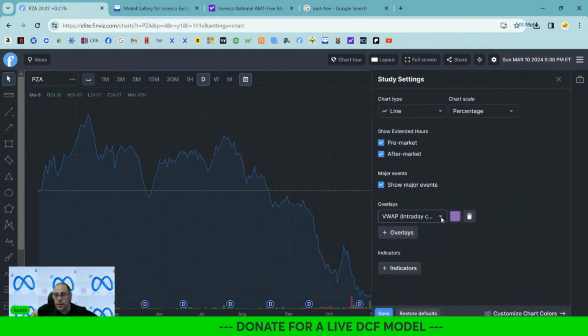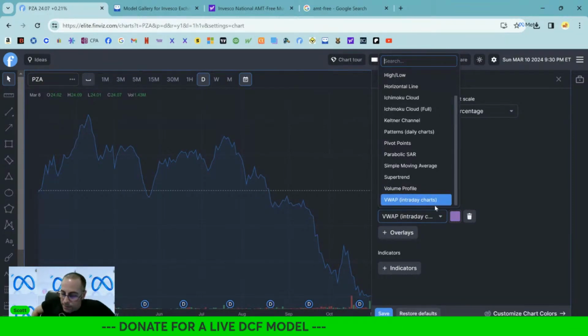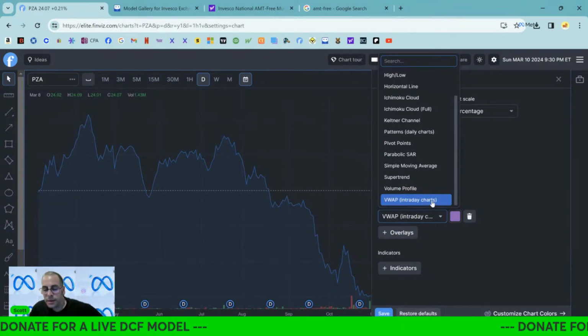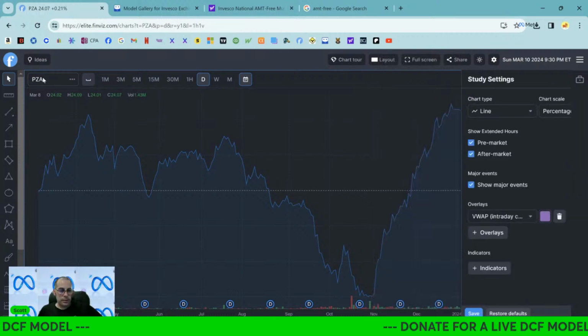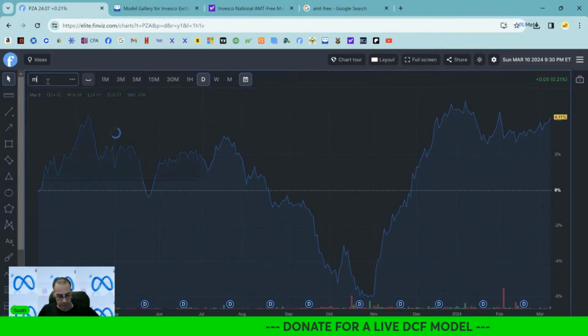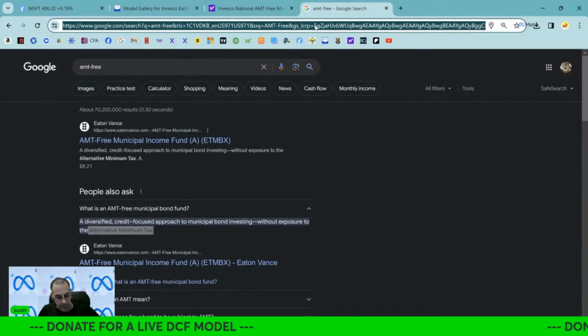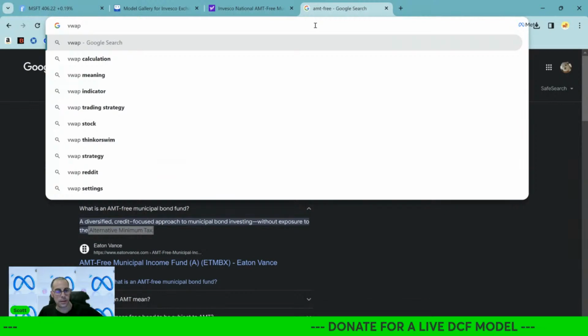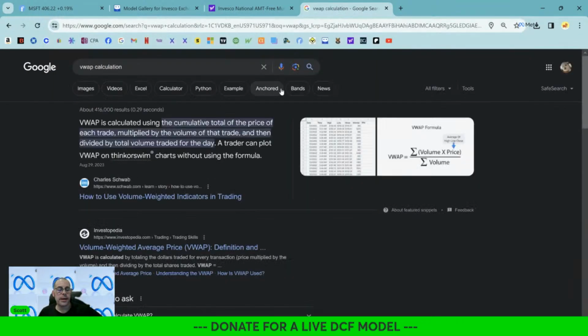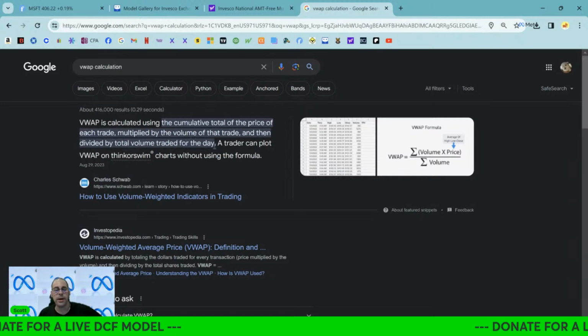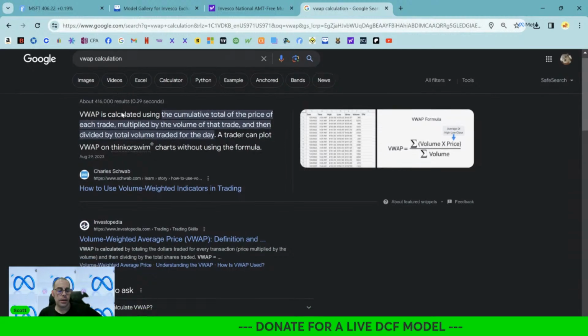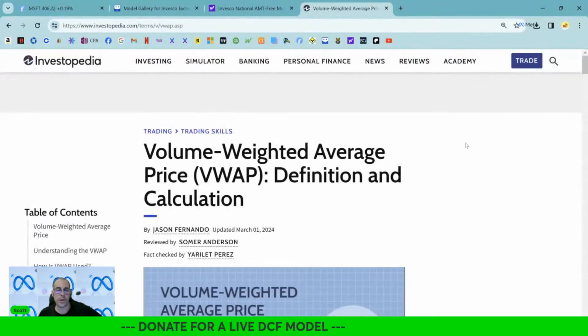But yeah, so okay, VWAP, that's what I was saying. Volume weighted average price. VWAP is calculated using the cumulative total of the price of each trade multiplied by the volume of that trade and then divided by the total volume. Okay, volume weighted average price.